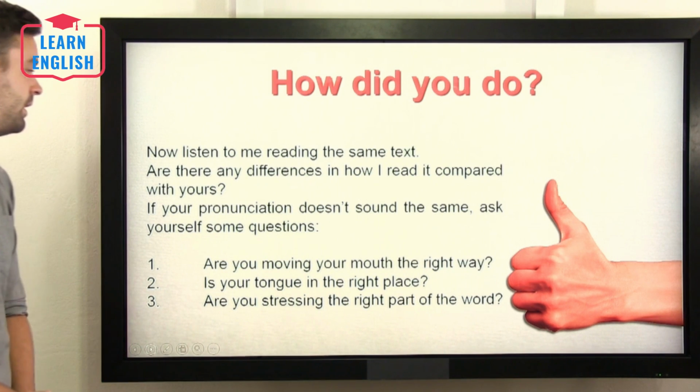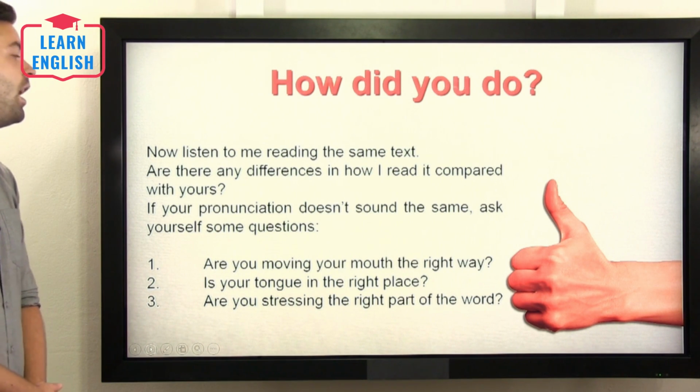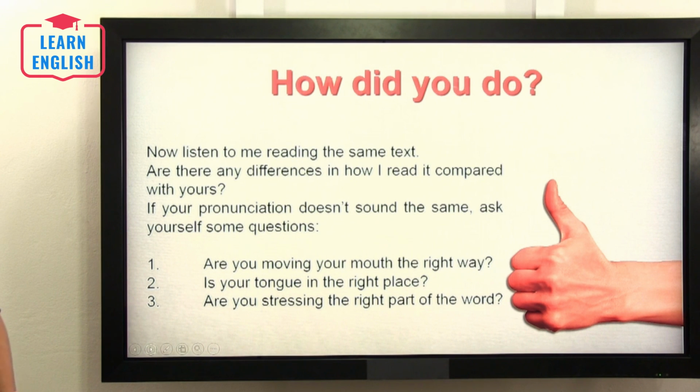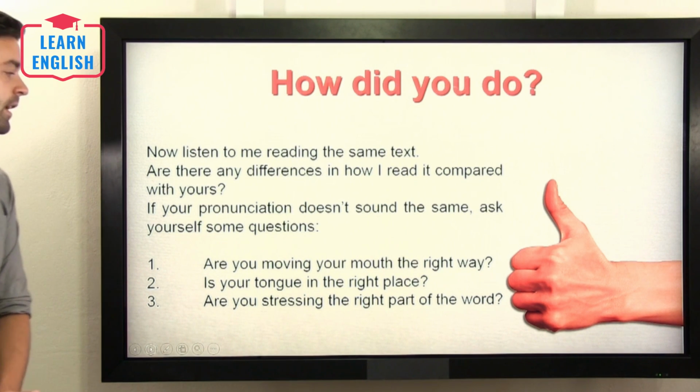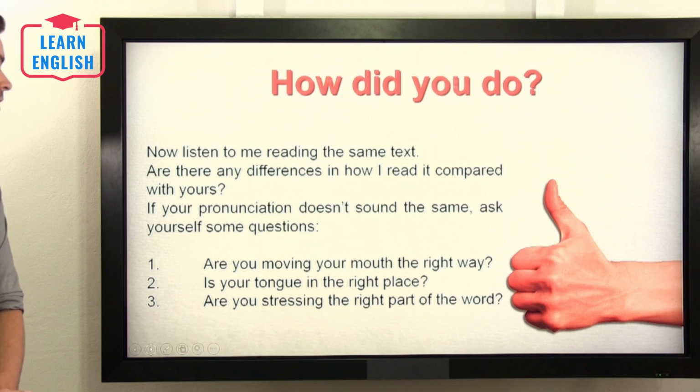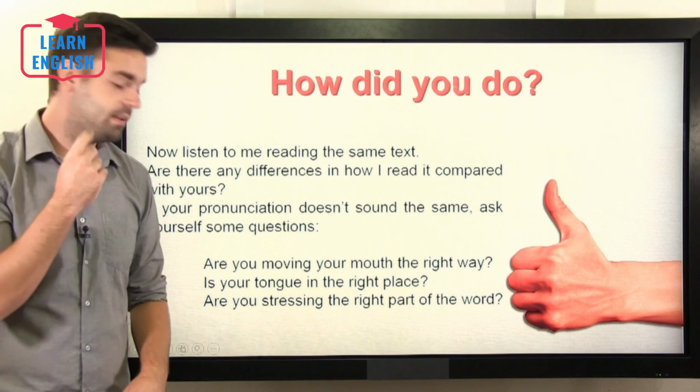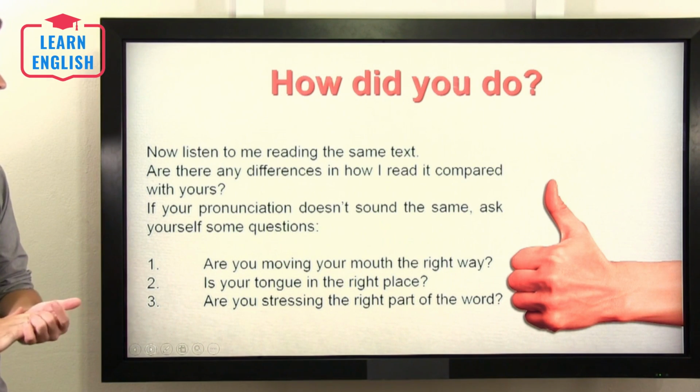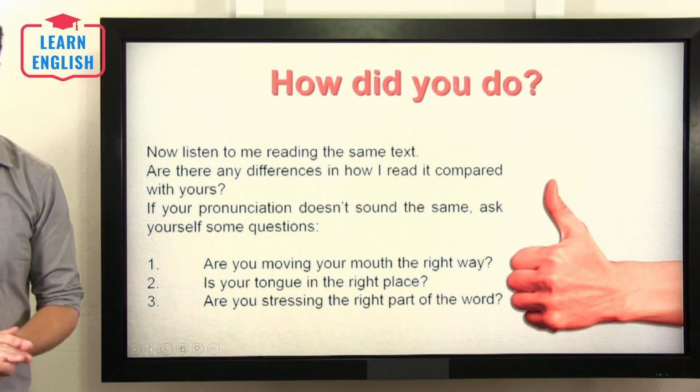So, you listened to me reading the same text. Are there any differences in how I read it compared with yours? If your pronunciation doesn't sound the same, ask yourself some of these questions. Are you moving your mouth the right way? Is your tongue in the right place? Are you stressing the right part of the word?